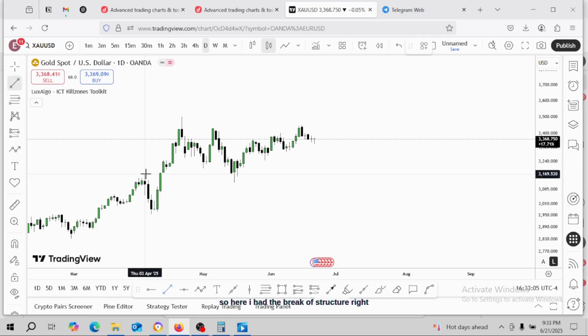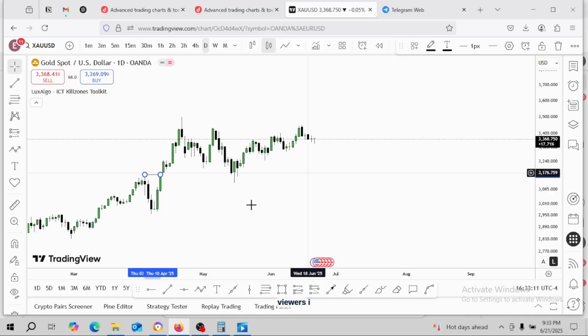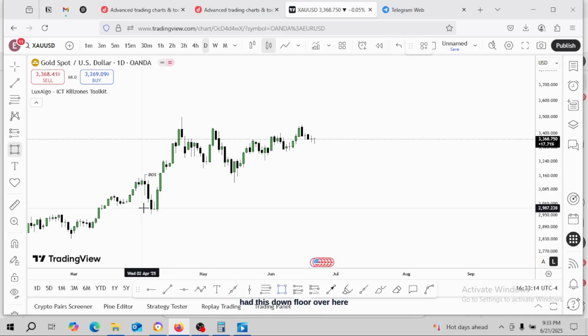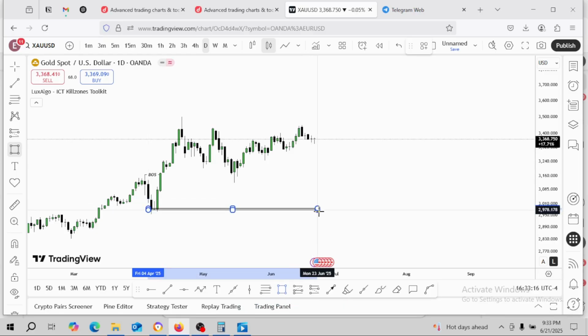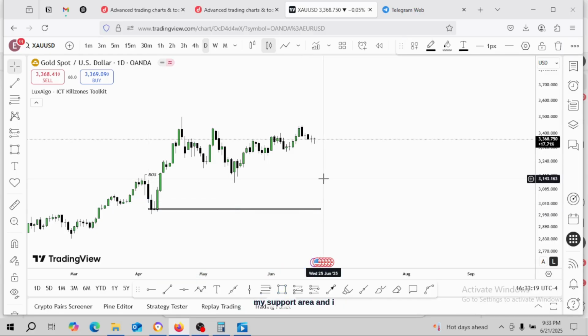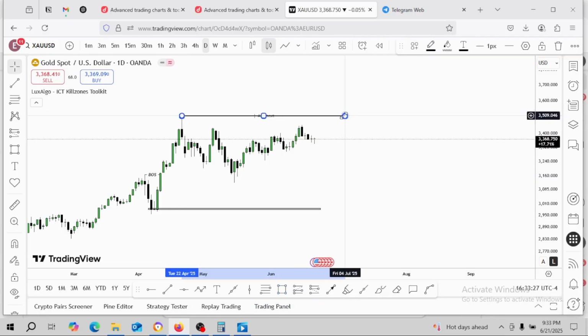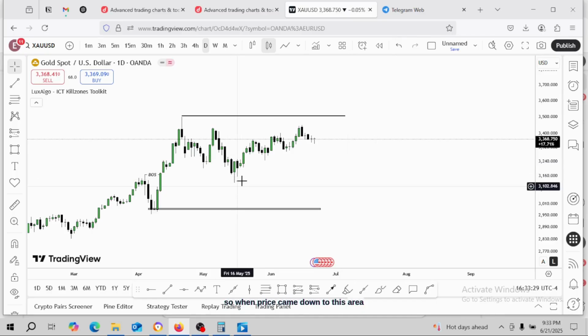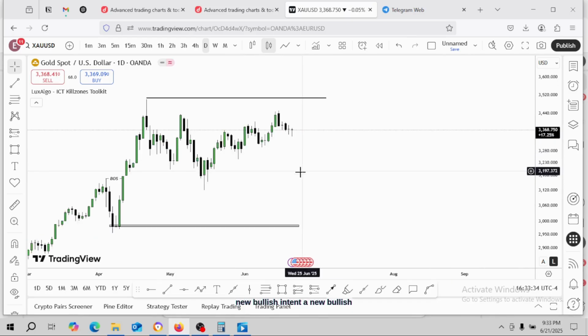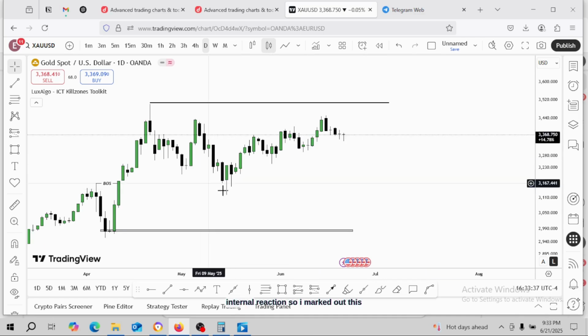So here I had a break of structure, right? BOS. I had this down flow over here. That's my support area, and I had this up flow over here. So when price came down to this area, I noticed a new bullish intent, a new bullish reaction, the internal reaction. So I marked out this new reaction.